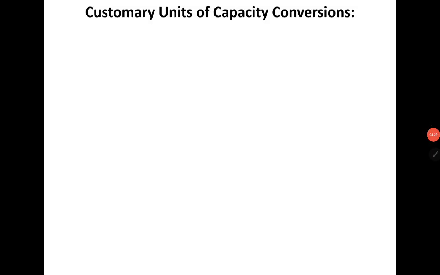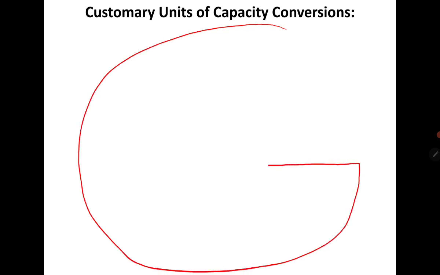Okay, so remember, you are going to have to memorize your units of capacity. There is a trick for memorizing some of these conversions. On your paper, you see where the big G is written. This big G, there's a trick to help you remember the conversions between gallons, quarts, cups, and pints.